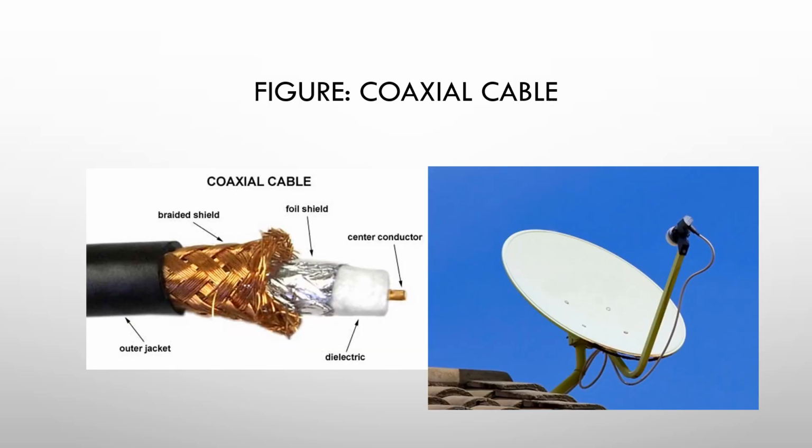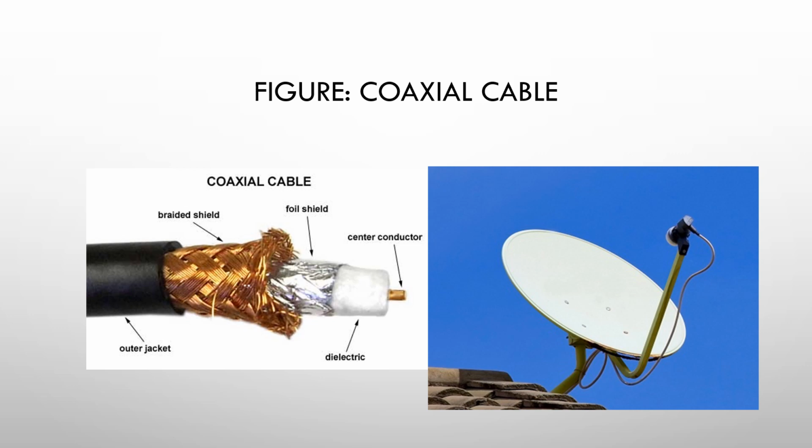So in this figure you can see a coaxial cable, how it looks. Now at the center conductor, it is the thing through which the signal flows. Now in coaxial cable there are two insulators. One is the braided shield and the foil shield, and the outer jacket for covering of the cable.